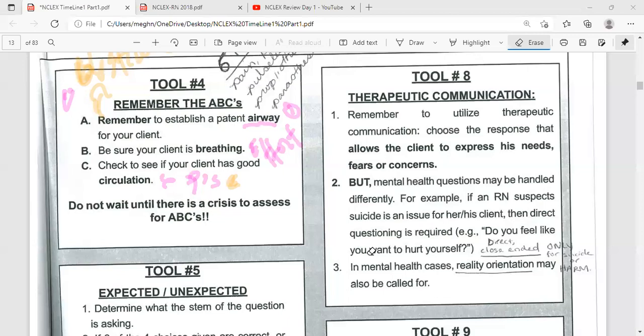So you can ask the question: have you taken any steps for suicide? Or do you feel like you want to hurt yourself? If the answer is yes, it means there is danger and needs extra care. In mental health cases, reality orientation may also be called for. When you deal with a mental health patient, it is good not to get into an argument or debate with them.